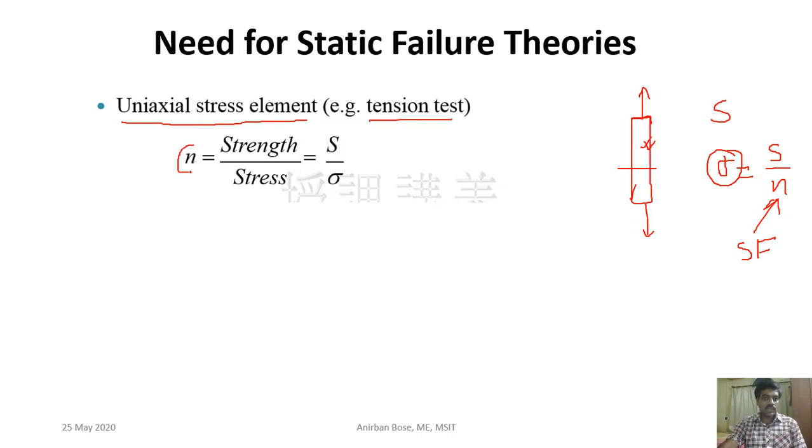So the safety factor is the strength value divided by stress. This is a very simple idea since the shape of the component is very simple and the loading is very simple, which is uniaxial, and that is why it is very easy to predict when the material will fail. Okay, and we can easily find out the factor of safety.